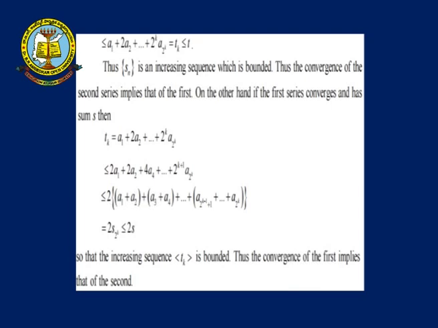Now, as S_n tends to s, t_k is less than or equal to 2s, and t_k is clearly increasing and bounded. Therefore, the series is convergent. This is called Cauchy's condensation test. If sigma a_n is convergent, then sigma k equal to 1 to infinity 2^k a_(2^k) is also convergent. If it is divergent, then that is also divergent.